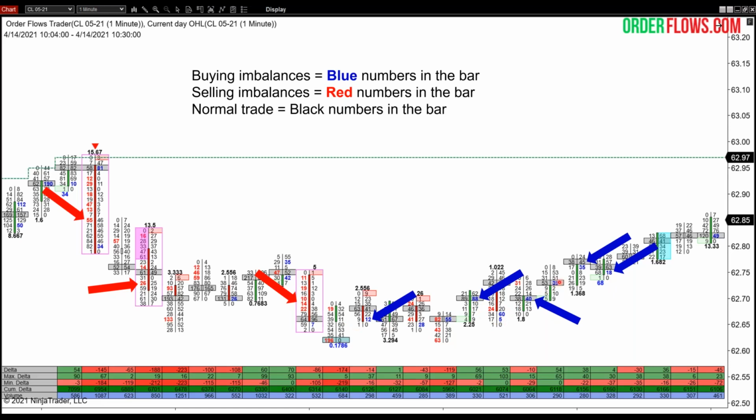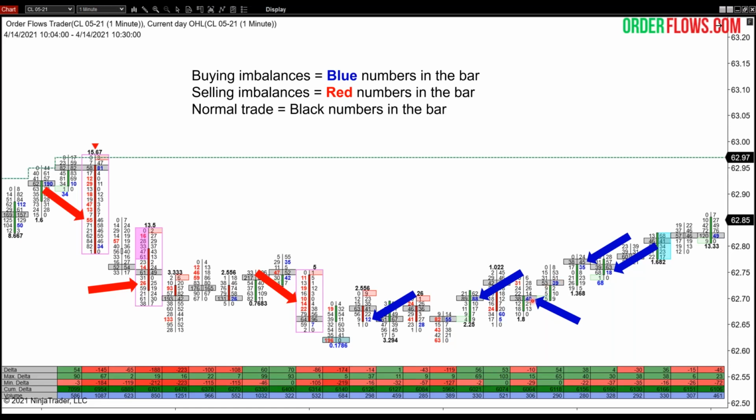These are buying imbalances. And what it's telling you in the two-way auction, if you have a buying imbalance, there was more aggressive buying than aggressive selling, right? When the market was 70 bid at 71, you had 12 aggressive sellers versus 40 aggressive buyers.